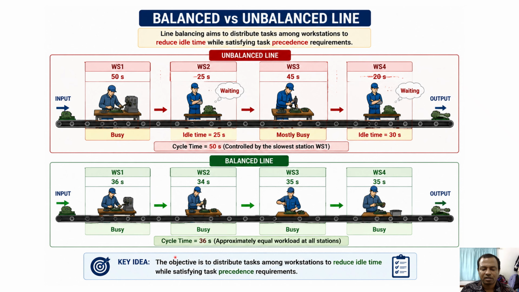So all are busy. So cycle time here is 36 seconds. That means the cycle time is that of the highest work cycle workstation, that is 36 seconds. But in the above figure, cycle time is 50 seconds, that is the highest work cycle time, for workstation 1. Okay, so how can this be achieved? How can we change the 50-second cycle time to 36-second cycle time? That is what we are going to explain in line balancing methods.